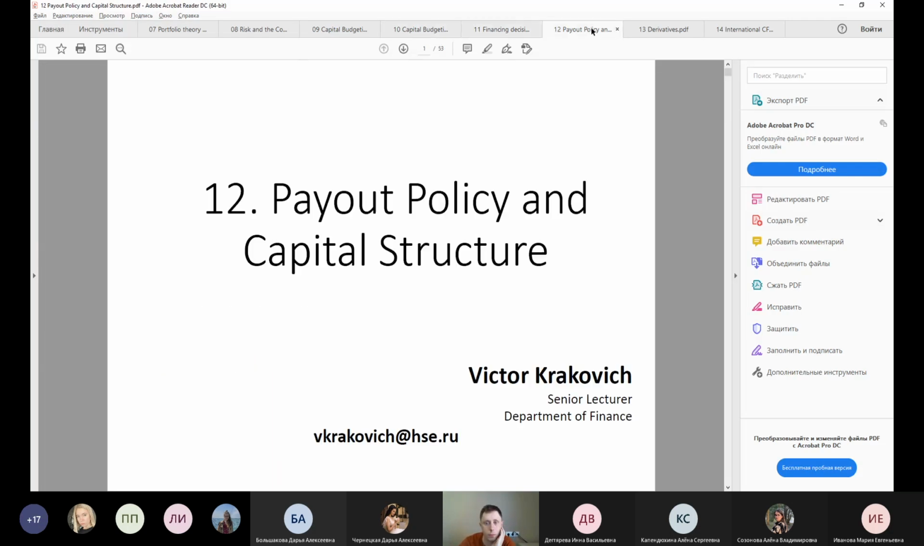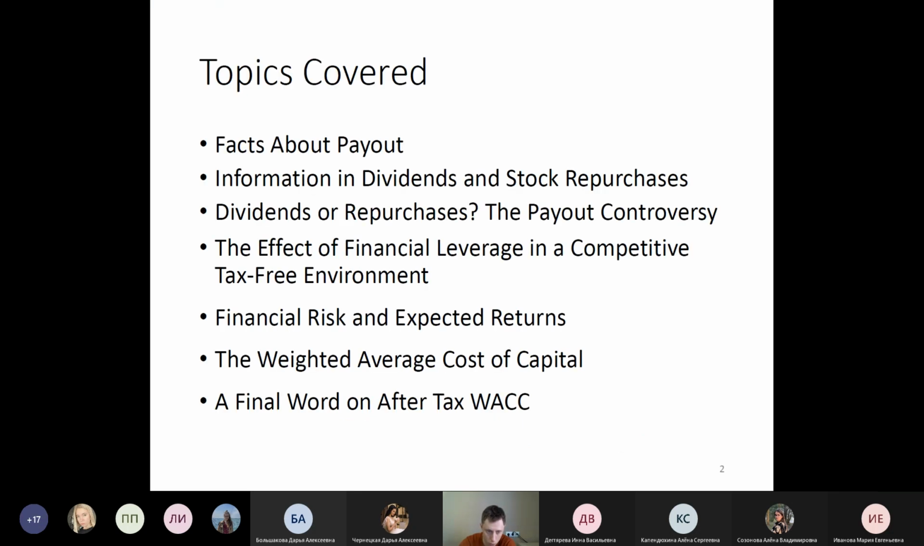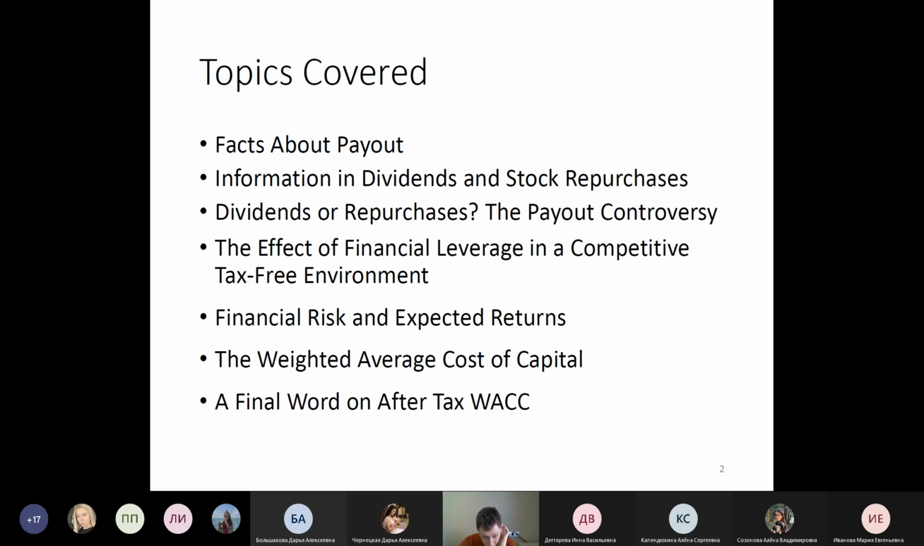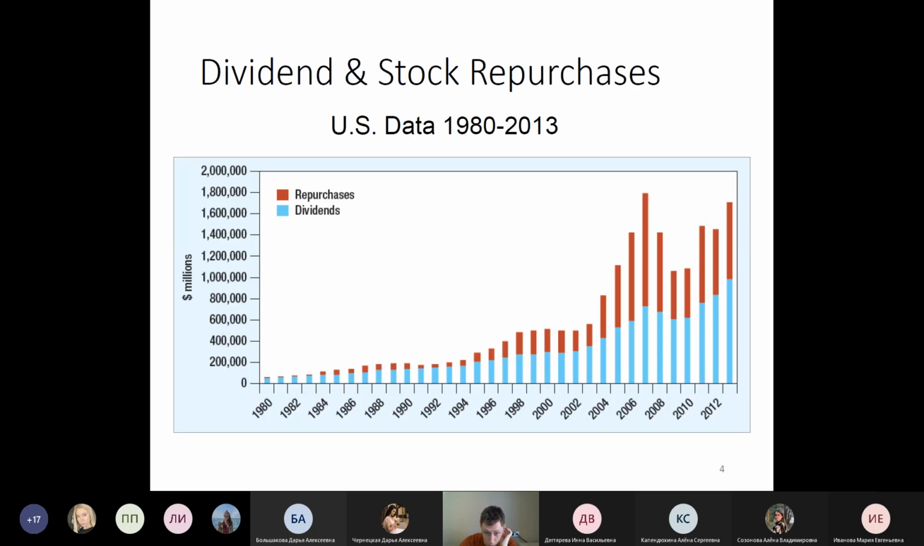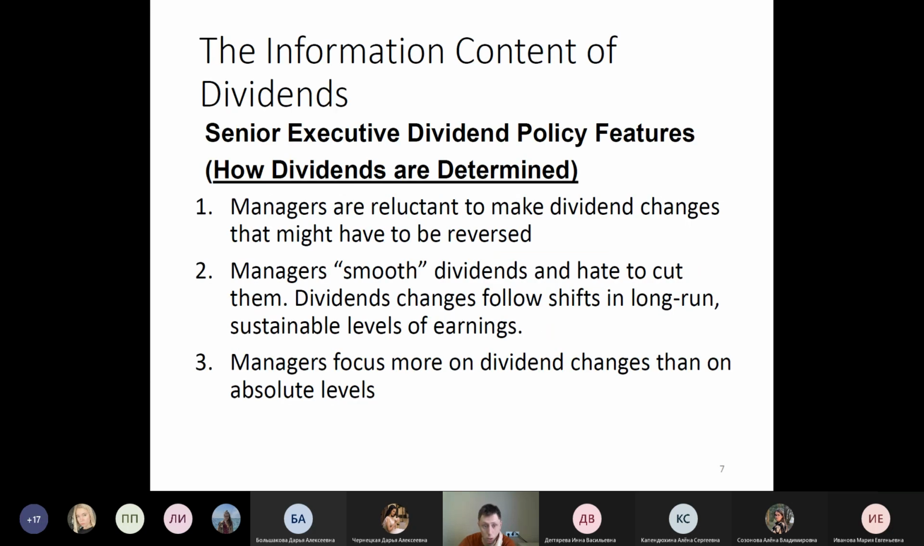Now I have to cover it quite fast, but there are just a few focal points that I would mention in the payout policy and capital structure. Let me cover them. So first, here we discussed how the dividends are paid. Beware that there are multiple steps in this process, not just a single one: announcement, payment, and the sums are distributed in time.